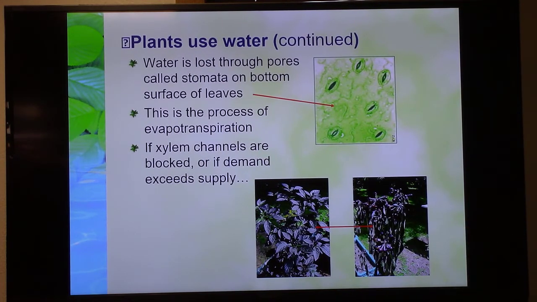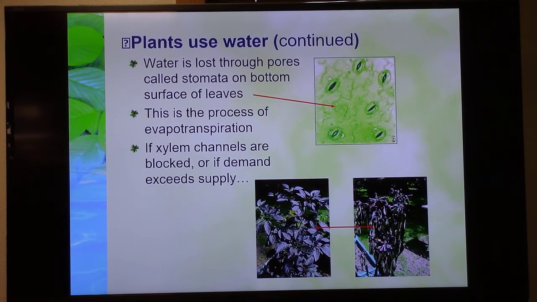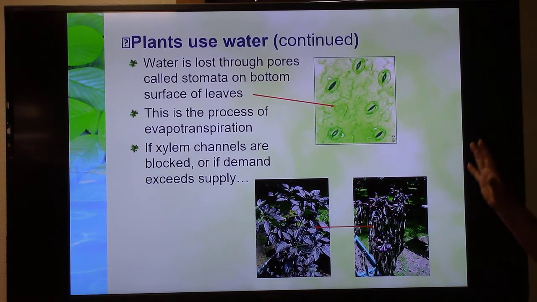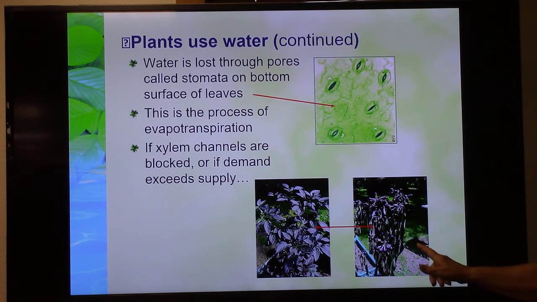Okay. Now, another thing that happens with some of your diseases, particularly the ones that are caused by bacteria, the bacterial growth plugs up the xylem. And okay, what's going to happen to that area of the plant if the xylem gets all plugged up? Well, you're going to get this. That's a wilt disease. Okay? So the movement of water has to be constant.